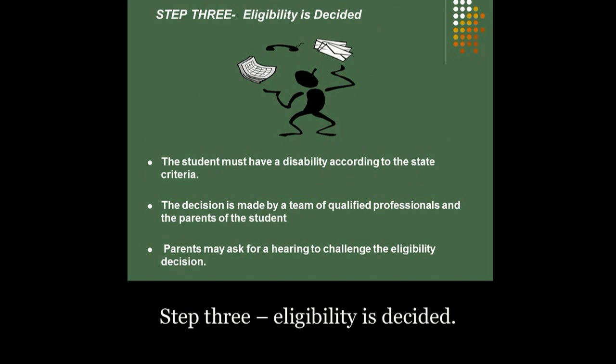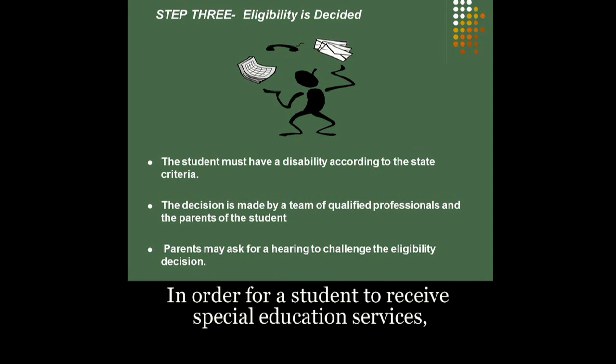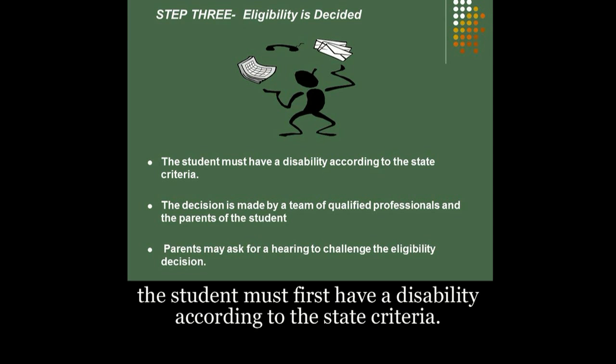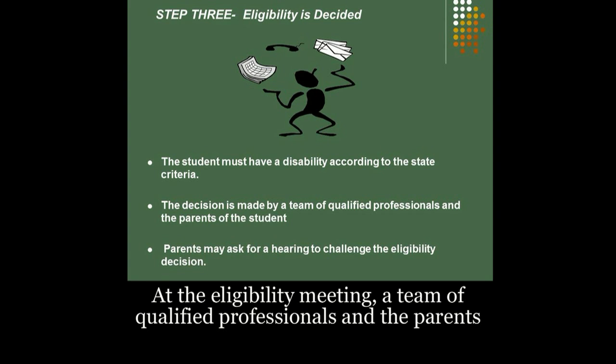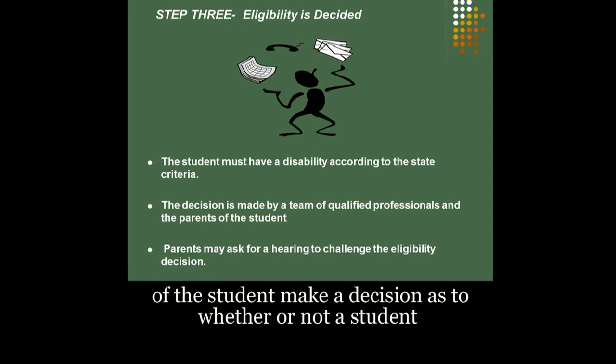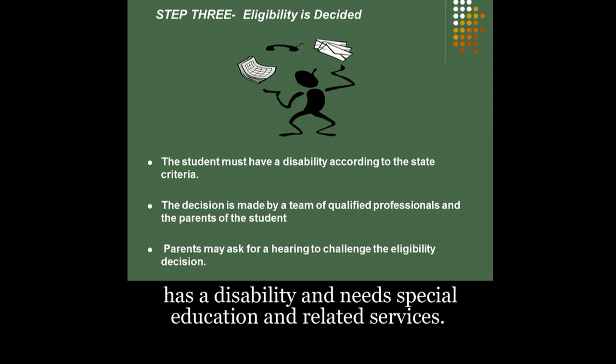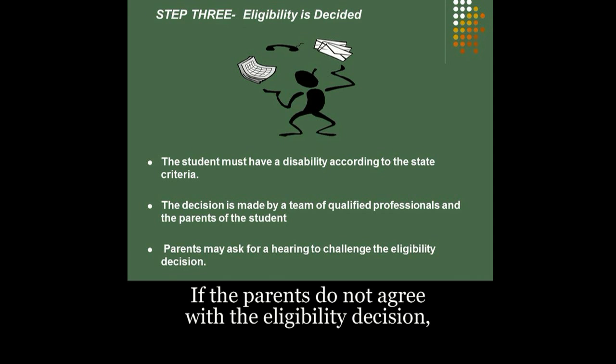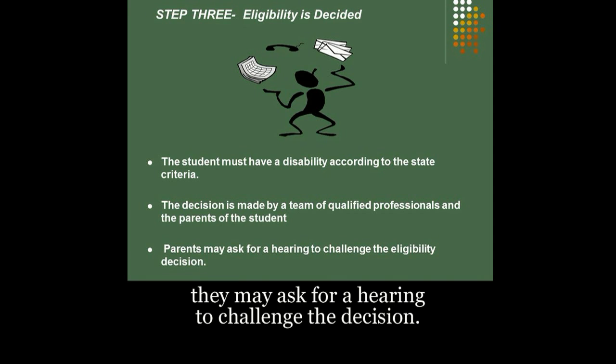Step 3. Eligibility is decided. In order for a student to receive special education services, the student must first have a disability according to the state criteria. At the eligibility meeting, a team of qualified professionals and the parents of the student make a decision as to whether or not a student has a disability and needs special education and related services. If the parents do not agree with the eligibility decision, they may ask for a hearing to challenge the decision.